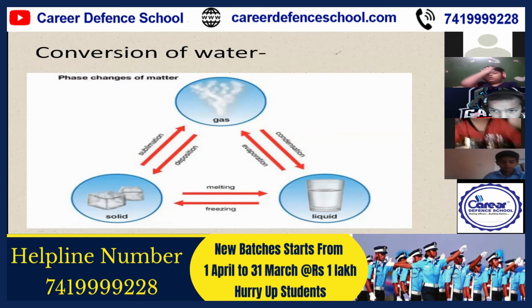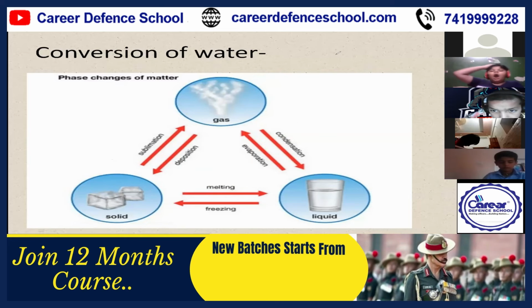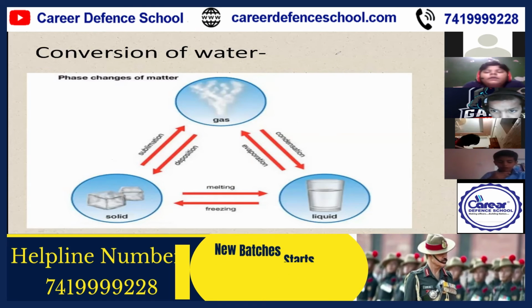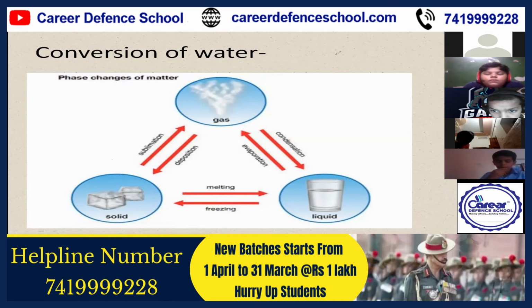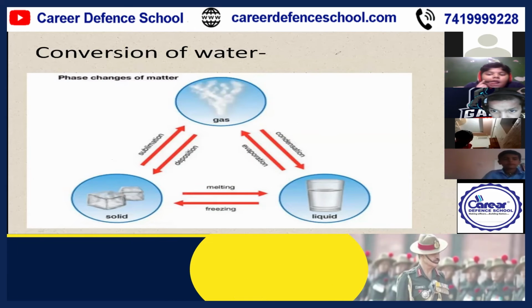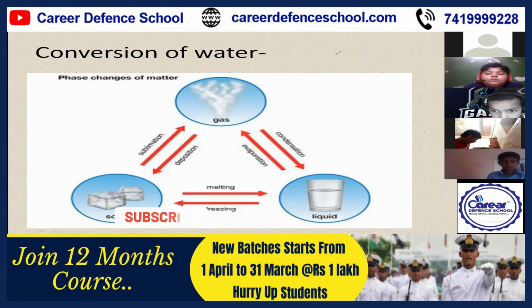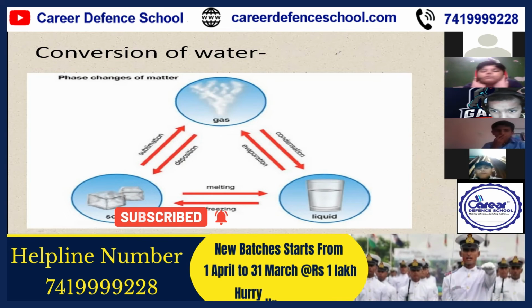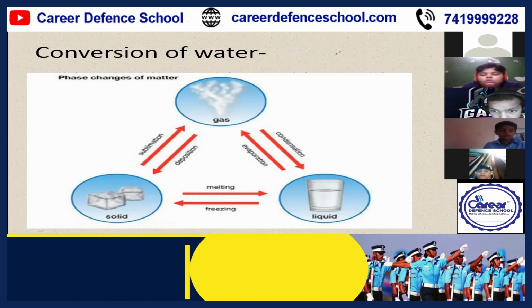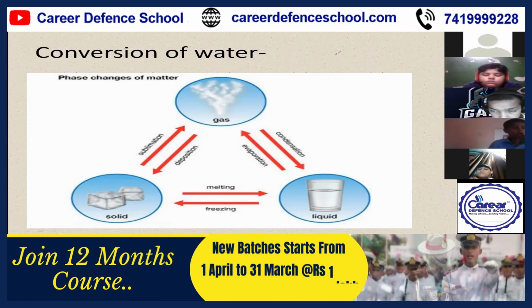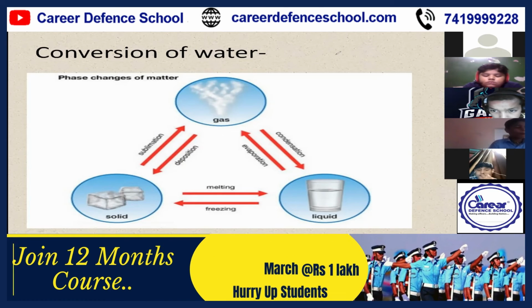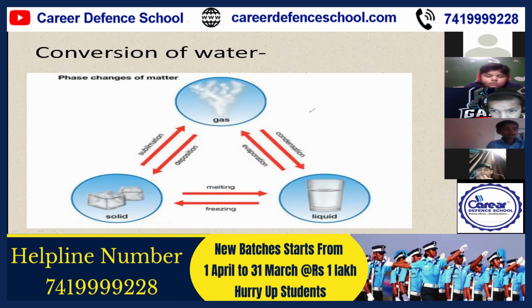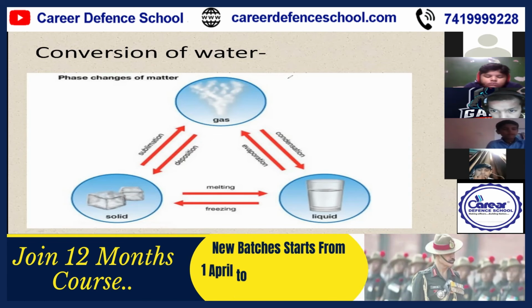There are three states of water: solid, liquid and gas. When the solid becomes liquid, that process is called melting. When liquid converts into the form of gas, that process is called evaporation. When the gas converts into solid, that process is called deposition. And when the liquid becomes solid, that process is called freezing. When solid to gas, that is sublimation. And when the gas converts into liquid, that process is called condensation.